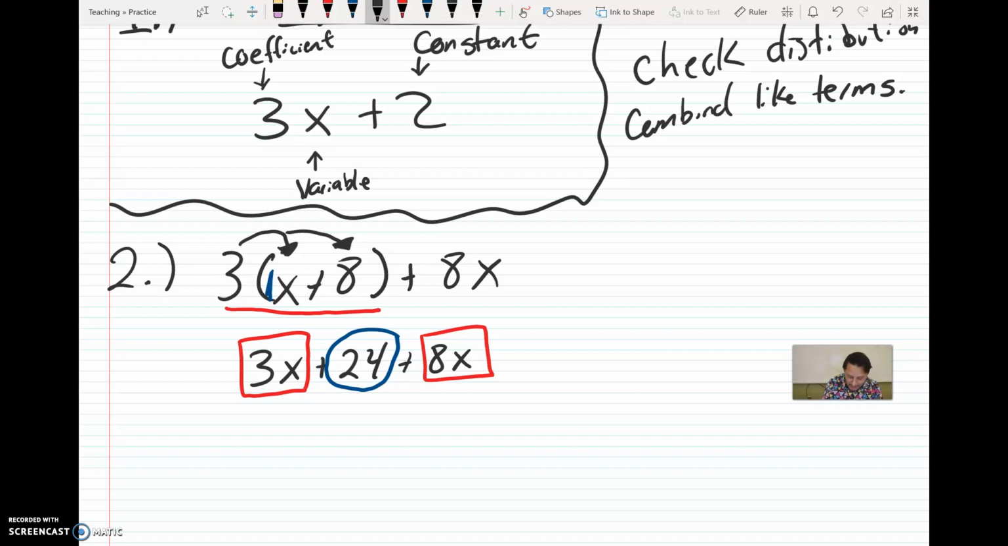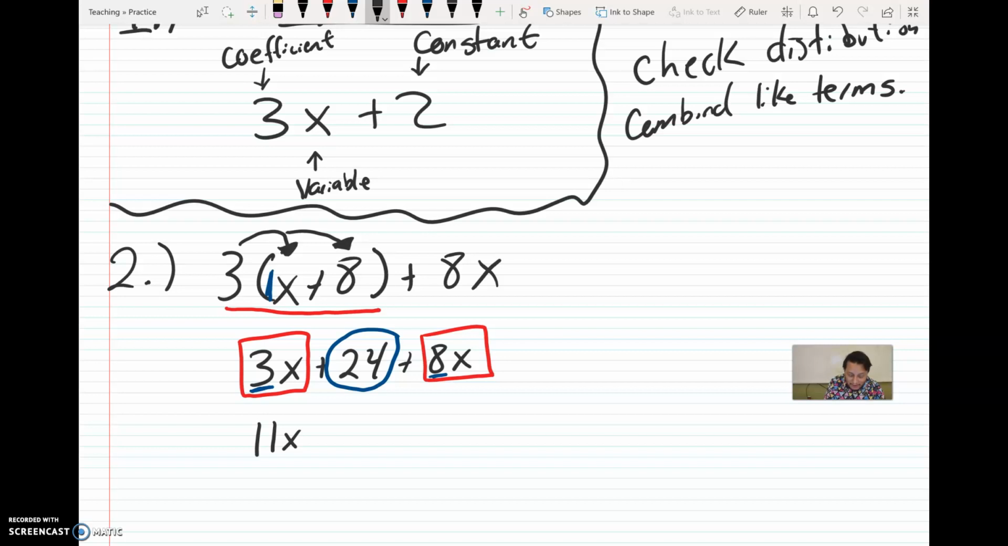So if I see my 2 squares here, my 2 red squares, they both have a variable. The way that we combine these, guys, is we look at the number in front of the variable, which here is 3 and the other one is 8. And we add those or combine those numbers together. So 3 plus 8 is going to be 11. And we just bring the x on down.